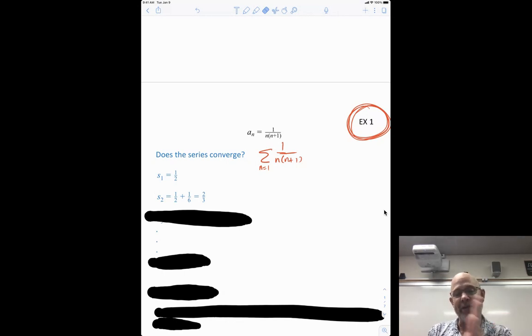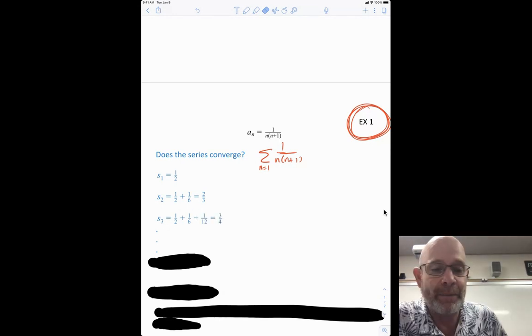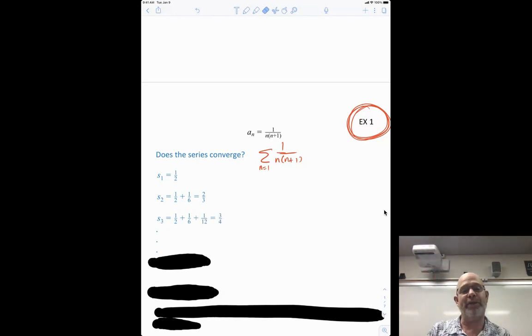So now we're going to add those together, right? This is a partial sum. What you see here on the screen is me adding those first 2 terms together, and I got 2/3. Then I'm going to find that third term, which is plugging in 3. So it's 1 over 3 times 4, which is 1/12. We're going to add all those terms together, and we're going to get 3/4.